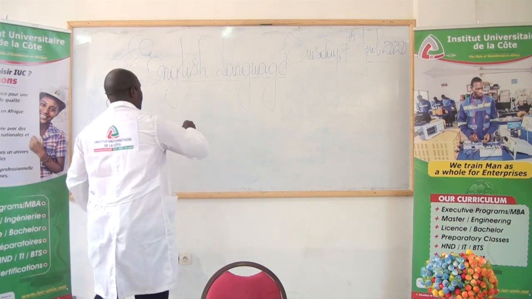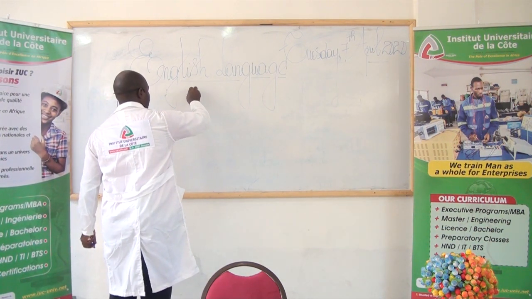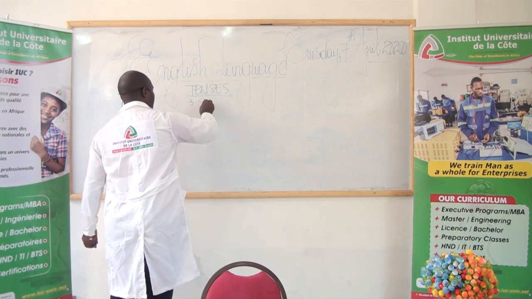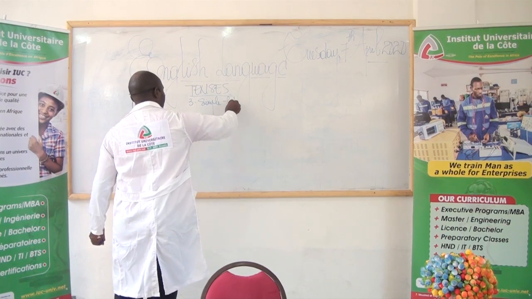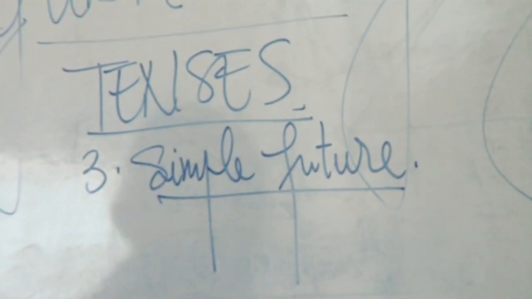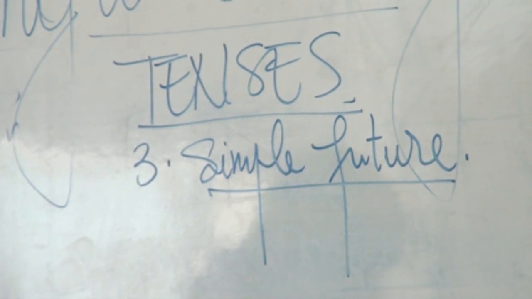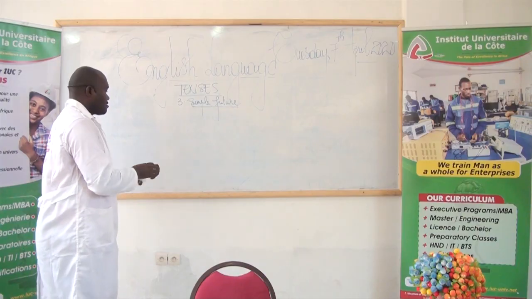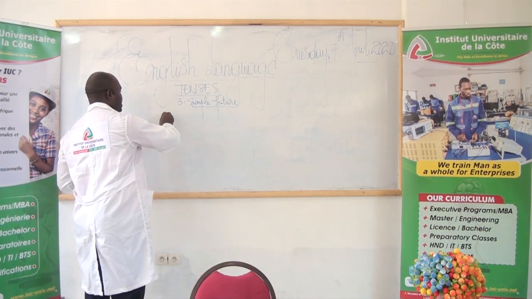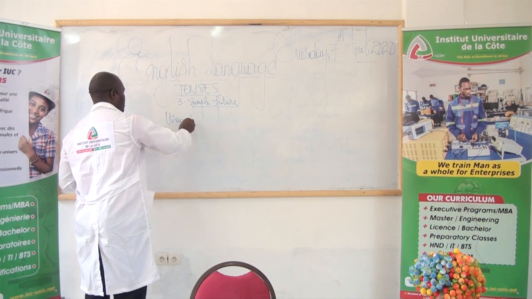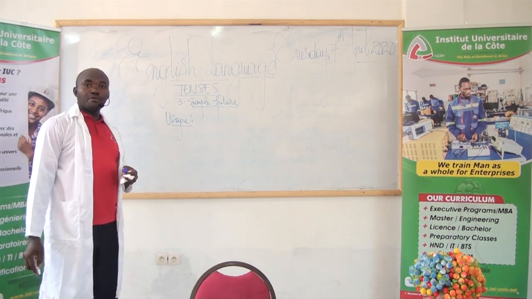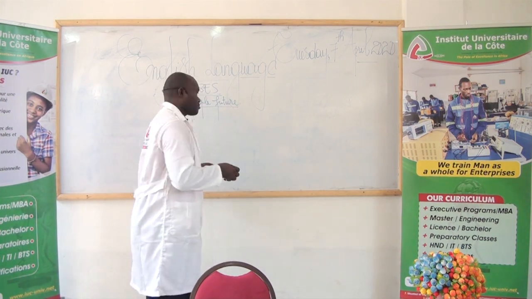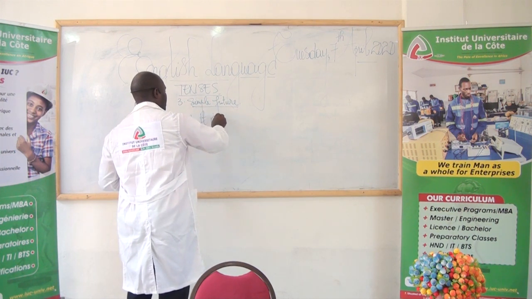Okay. The third tense. Simple future. The third tense is simple future. Okay. The third tense is simple future. Okay. When do we use the simple future tense? We use the simple future tense to talk about future actions.